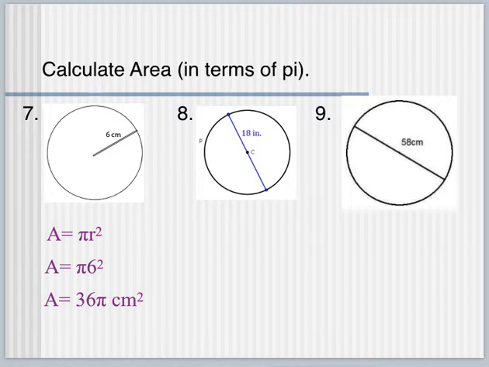Pause the video and try the next 2 on your own. Notice how for number 8, we'll get to that.